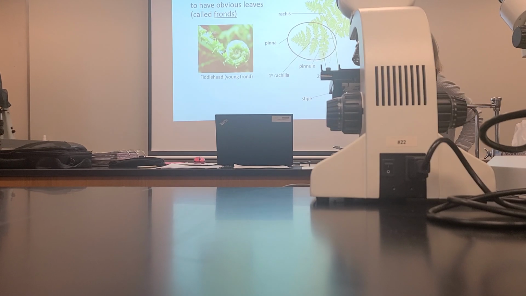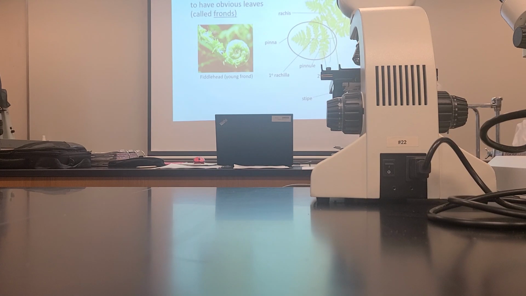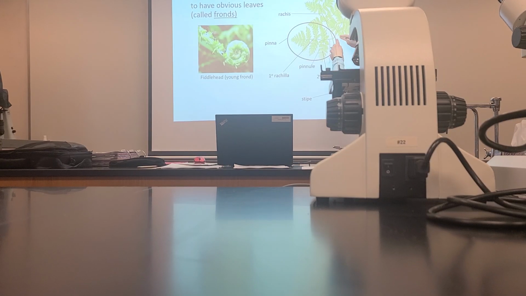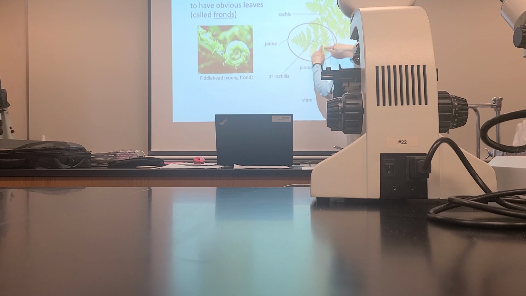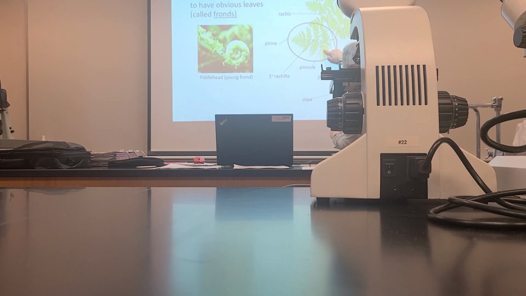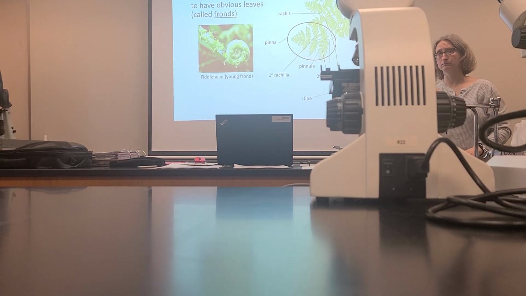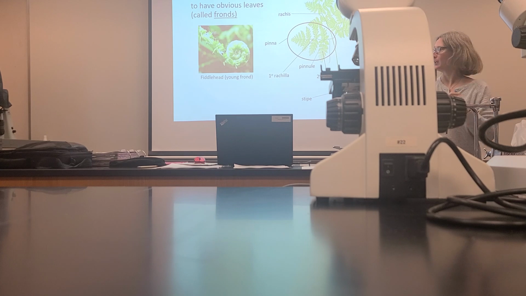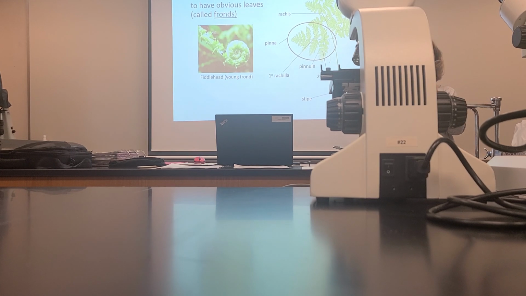Right? Now, if we're going down to the smallest division we can find, so you can see it divides here, and then it divides like this. This is the smallest division that's complete right here. That would be referred to as a pinule. So we've got pinna, pinule. Pinna is the first division, pinule is the smallest. And we won't talk about the ones in between, just the biggest and the smallest. That's all I'll ask you in the lab.